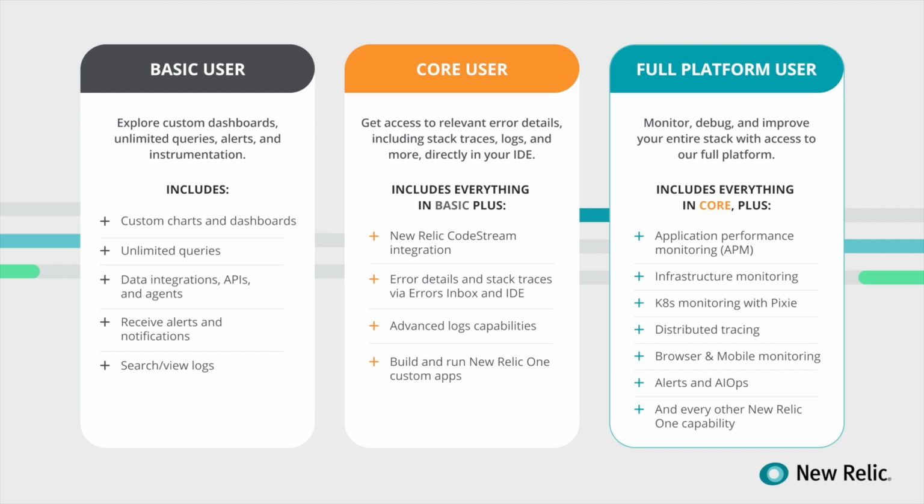Second, our new core users, starting at just $49 per month and available with all plan editions, can access telemetry data, including error details and stack traces, directly in their IDE, error tracking via our Errors Inbox UI, advanced logs capabilities, New Relic One custom apps, and more. It's an ideal seat for developers who want visibility into how their core code performs across any environment, or who occasionally collaborate on issues with DevOps and SRE teams.